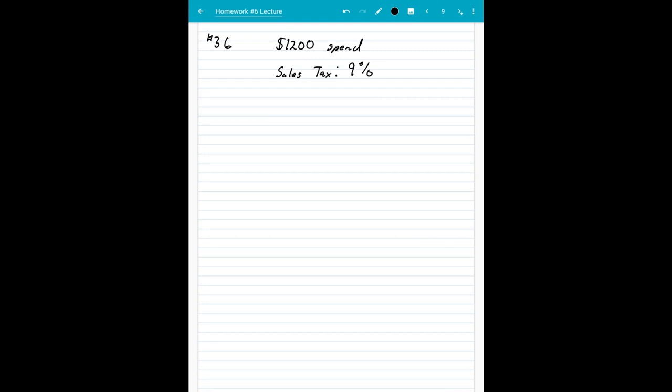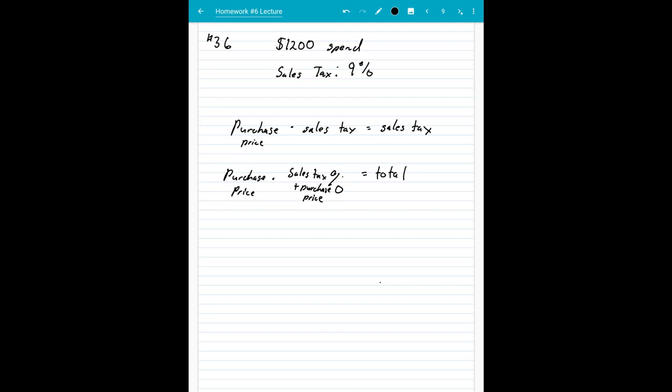This is a way we can do it. Think of the purchase price times sales tax gives you just the sales tax. That's what we did on that other problem. But if I wanted to have his total, what I can do is this. We're going to do the purchase price times the sales tax plus the purchase price. This is a percent, and this is a percent.